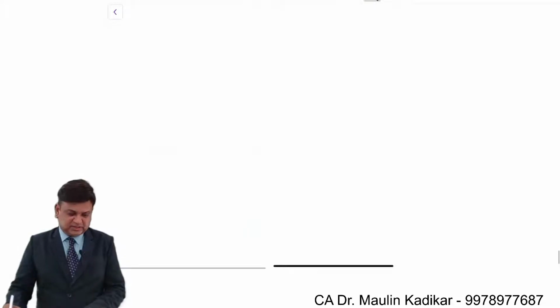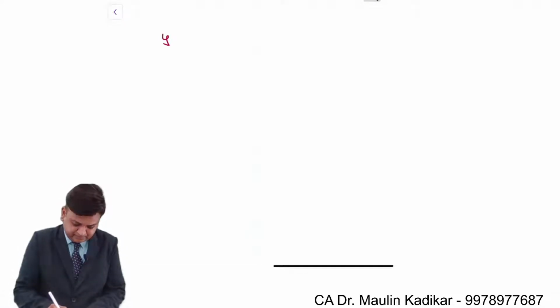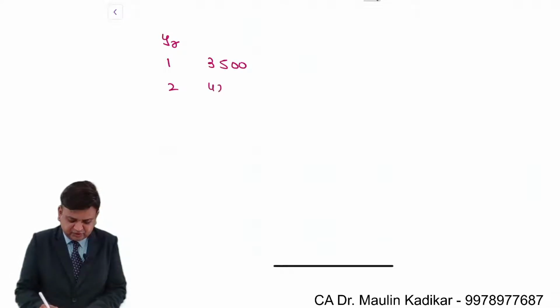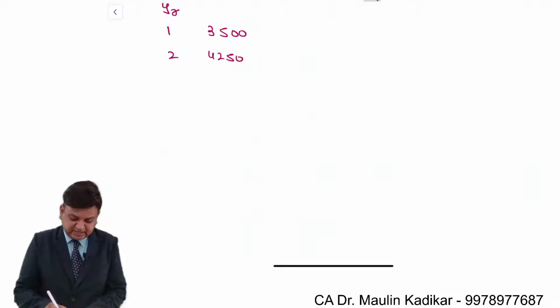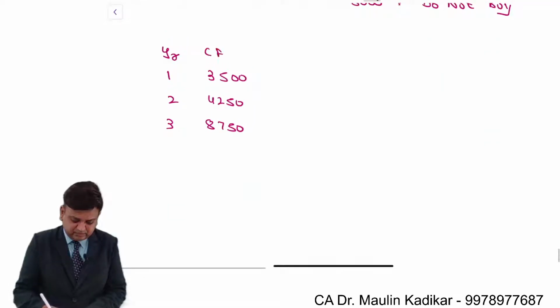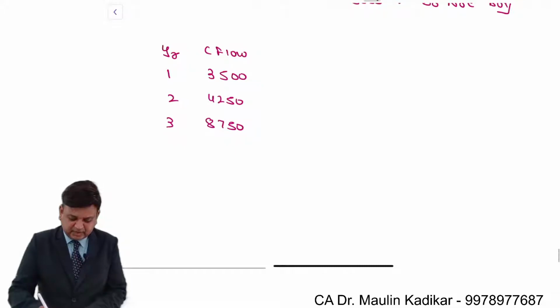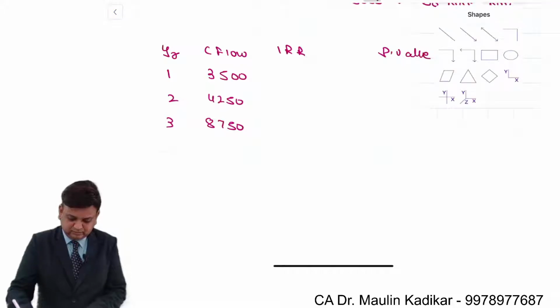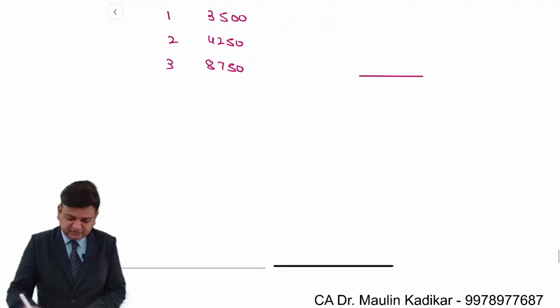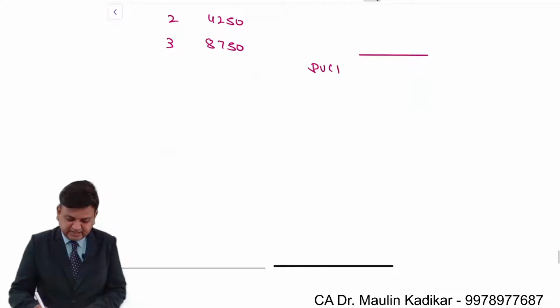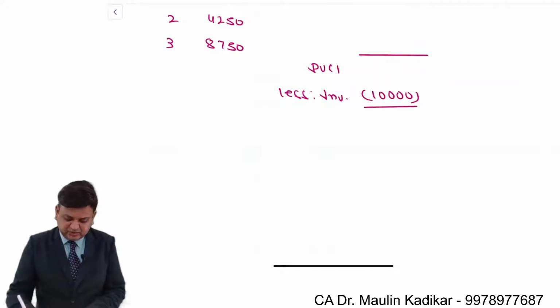Now friends, as far as this question is concerned, first year cash inflow is 3,500, second year cash inflow is 4,250, third year cash inflow is 8,750. This is the cash inflow. Discounting gives the present value. Whatever is the present value of the cash inflow, less investment. Amount of investment is 10,000. And with that, we make the calculation of the NPV.